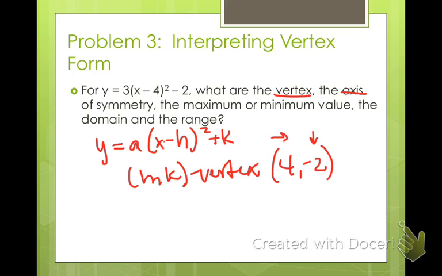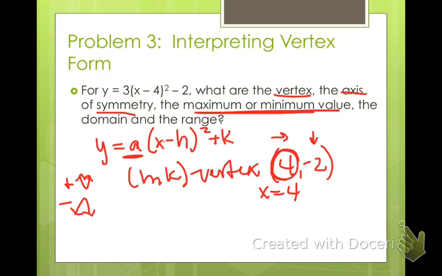The axis of symmetry is just the line that goes through your x value. So it's the line x equals 4. Is it a minimum or a maximum value? For that, you have to look at your a. If a is positive, it goes up. If a is negative, it goes down. So this a is 3, that's positive, so it opens up.